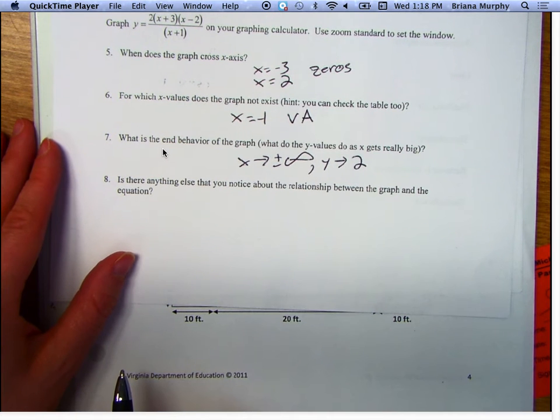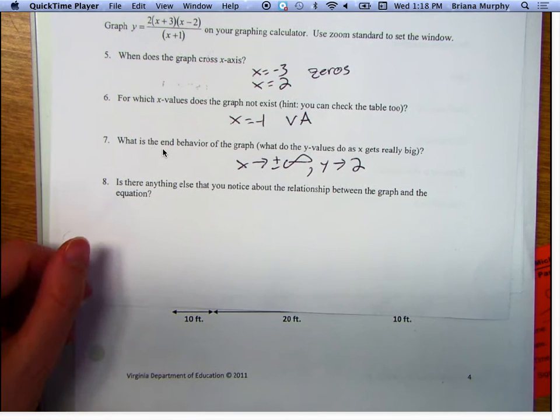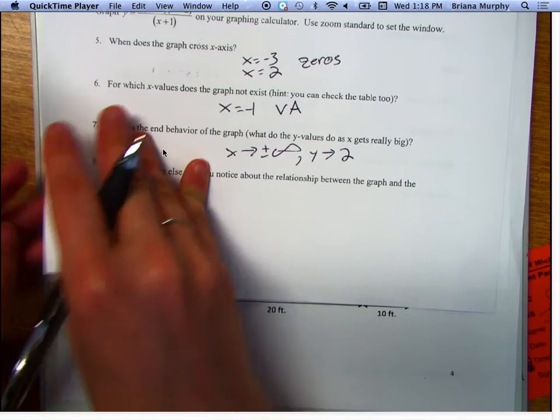Wait, what was 4? 4 and 8 I'm just skipping. It's whatever you notice.